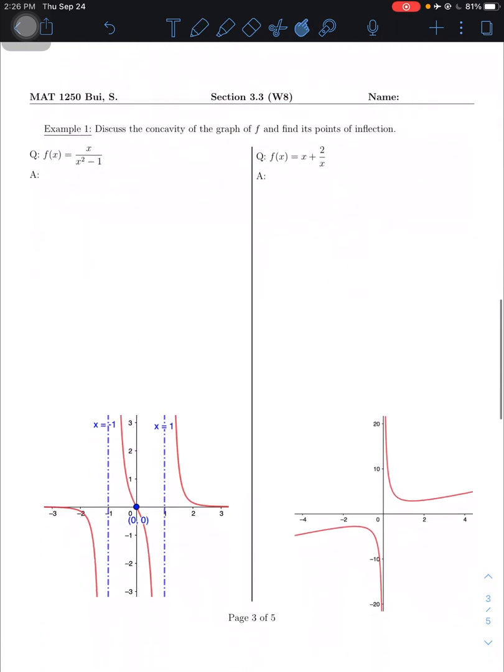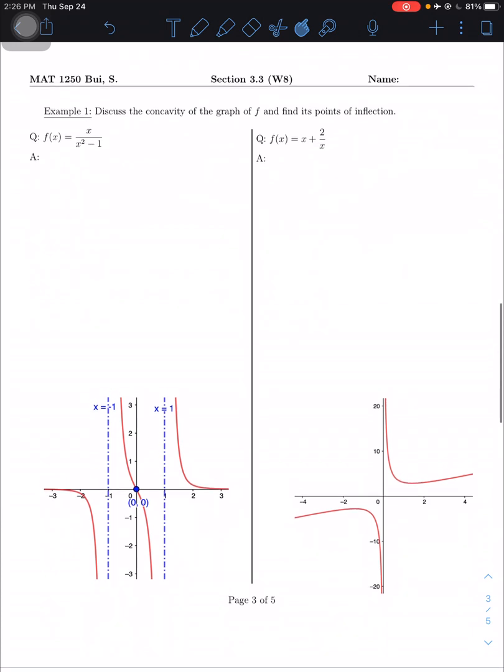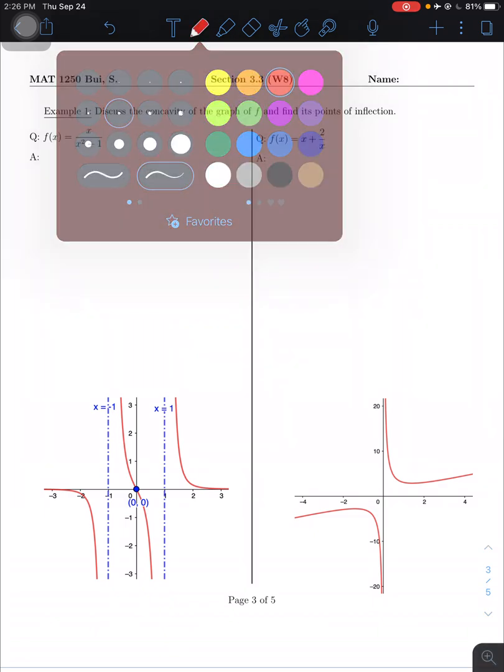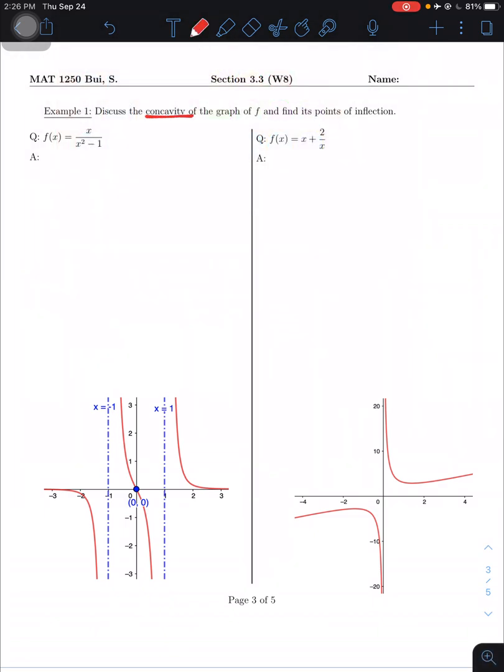Now let's talk about the example that goes with that objective. Okay, so discuss the concavity of the graph of f and find its points of inflection. So two things we have to do, right? We have to find the concavity in here, meaning we have to find the interval where f concaves upward and where f concaves downward. And we also have to find the point of inflection, right? So how can we do that?